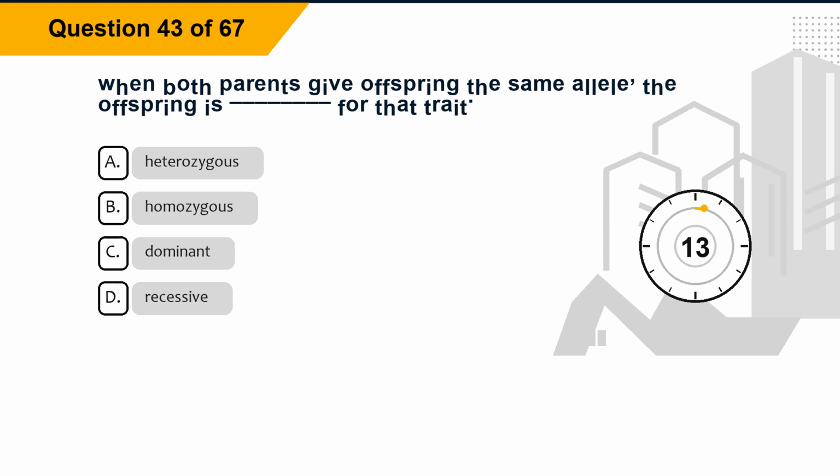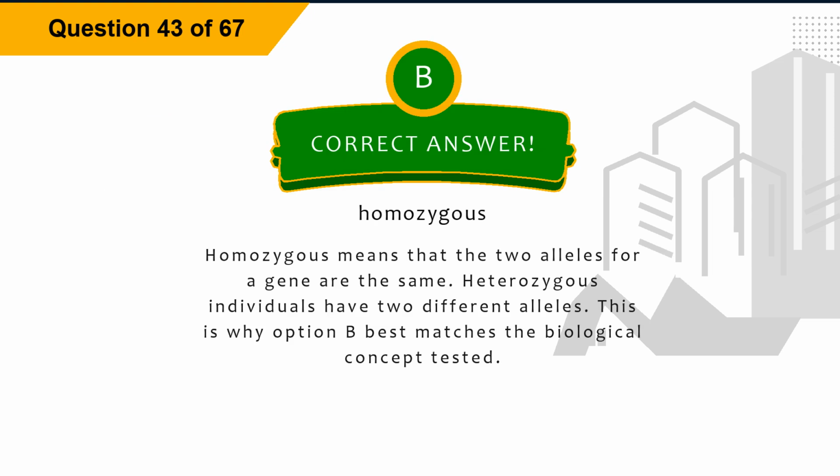Question 43. When both parents give offspring the same allele, the offspring is blank for that trait. Option A, heterozygous. Option B, homozygous. Option C, dominant. Option D, recessive. The correct answer is option B, homozygous. Explanation. Homozygous means that the two alleles for a gene are the same. Heterozygous individuals have two different alleles. This is why option B best matches the biological concept tested.